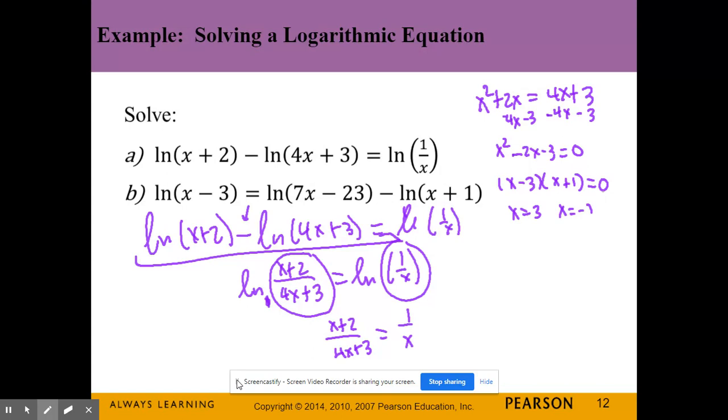When you go back to the original, remember you can't have any of these expressions be negative. So if I substitute 3 in there, it's 5, in there it's 15, in there it's 1/3. So that one looks good. If I substitute -1 in for x here, -1 plus 2 is 1, so that's okay. But -1 in here makes that -4 plus 3 is -1. So it makes that expression negative, which it can't be. So x equals -1 is not a good solution. So the only solution here is x equals 3.